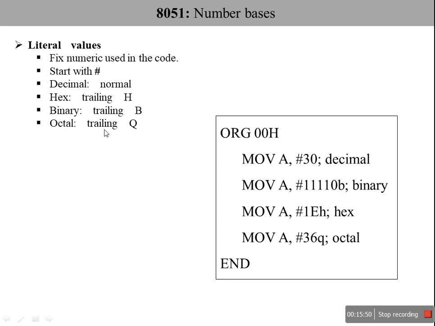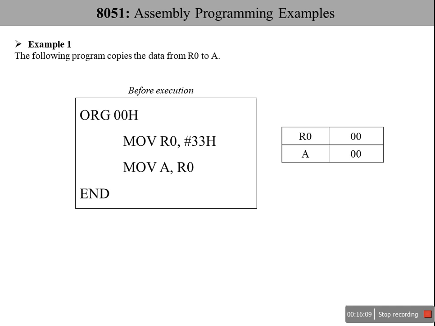Similarly, an octal number can be given with the letter Q. So it is 36Q. That means this 36 is an octal. Then the microcontroller will treat this 36 as an octal number that will be stored in the accumulator. So these are the number systems which are used and how we can access them in the microcontroller 8051.